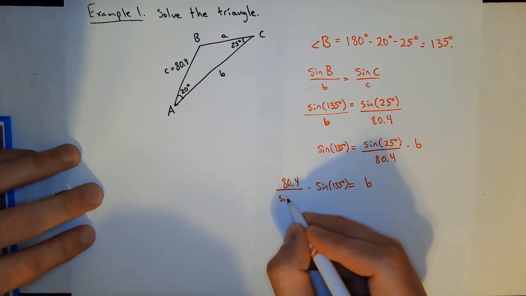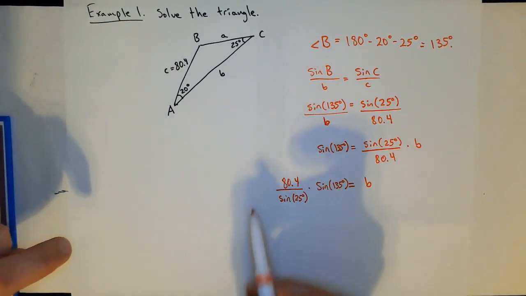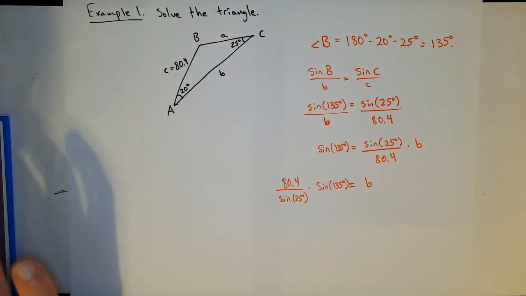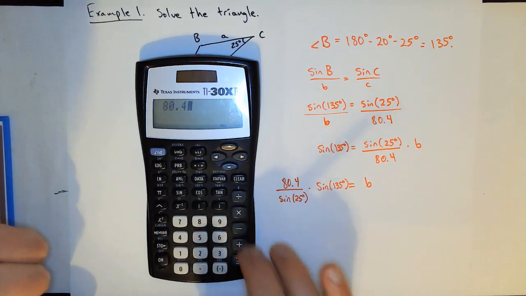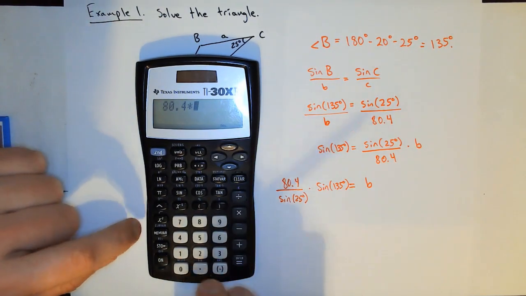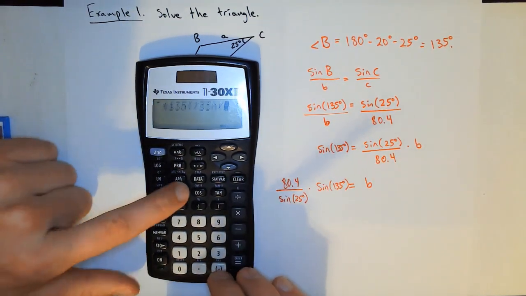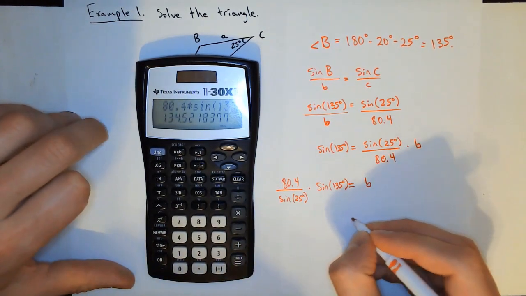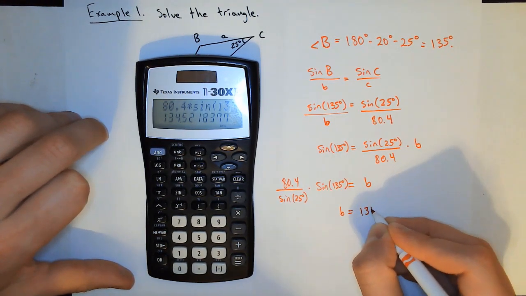80.4 over sine of 25 degrees. And this is what needs to get popped into the calculator. Sine of 135 is actually a nice angle, but I'll just pretend like I didn't know that and say 80.4 times, am I in degree mode? Yes. Times sine of 135 divided by, 25 is not a nice angle, so okay. And I'm getting that, I'll flip it around, b is equal to 134.